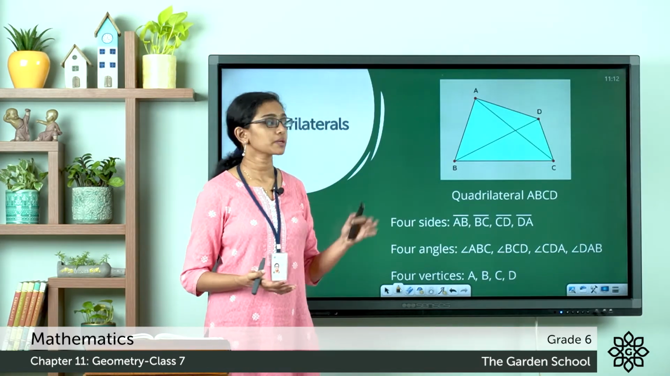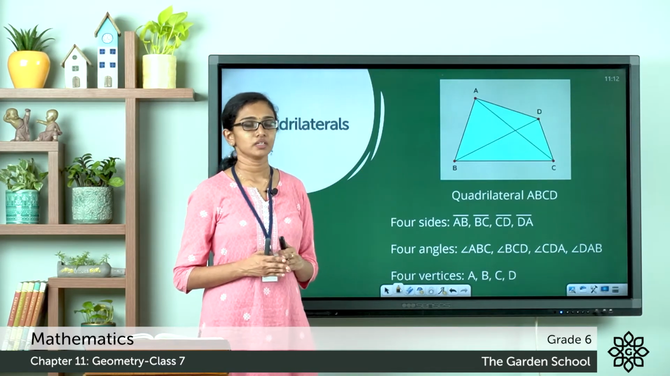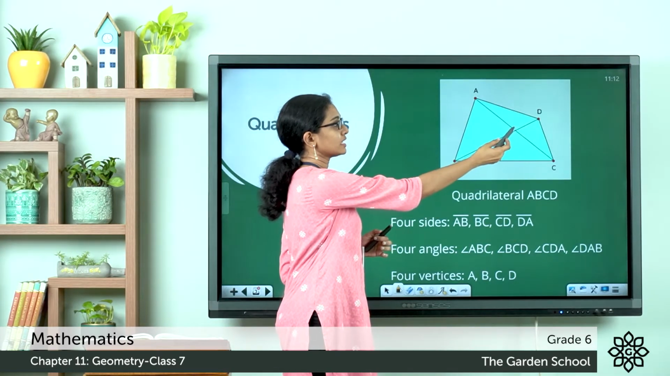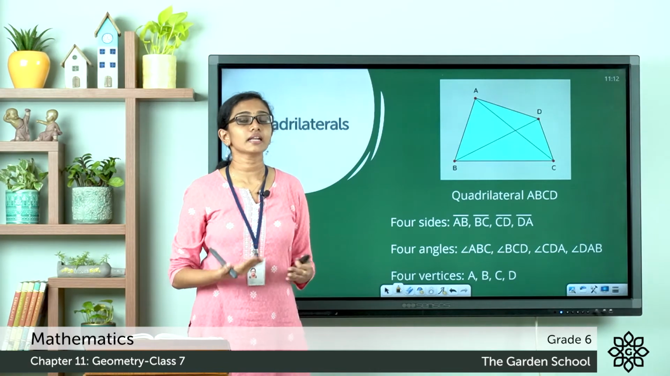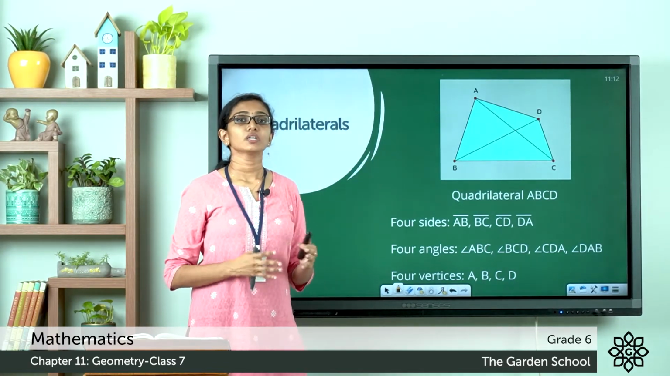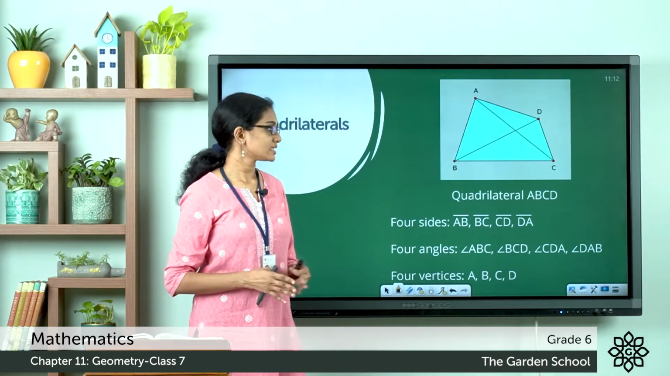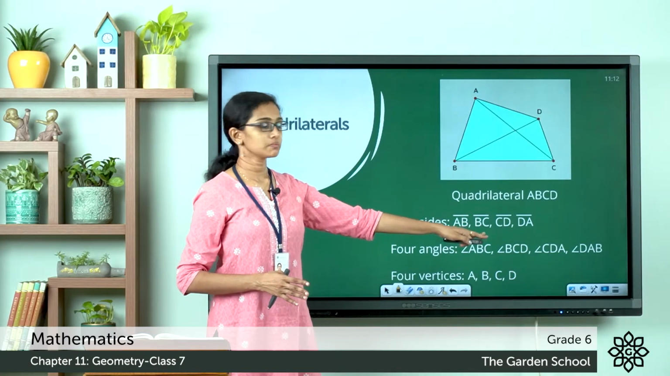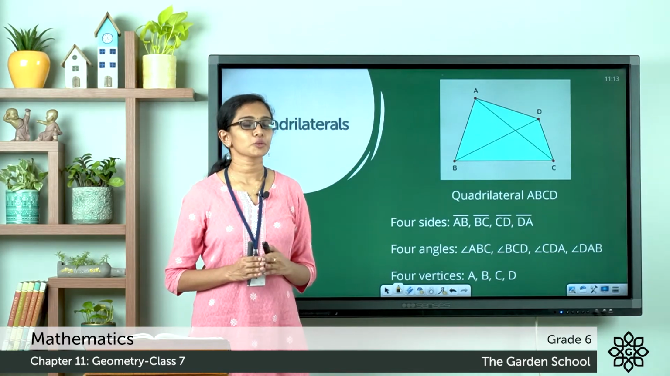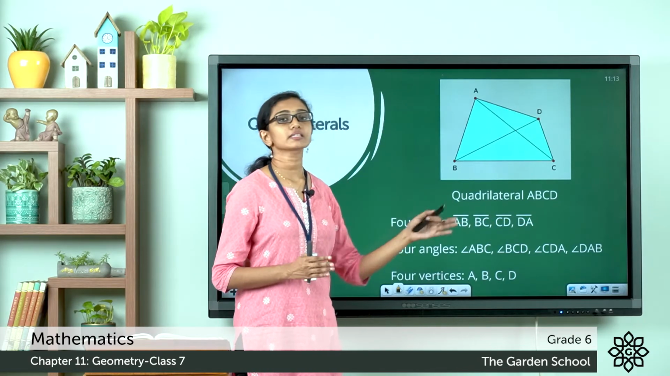Now you see the line segments forming this quadrilateral. Which are the line segments that form this quadrilateral? Line segment AB, line segment BC, line segment CD and line segment DA are the line segments that form this quadrilateral. So these line segments are the sides of this quadrilateral. So there are four sides. Which are the four sides? Line segment AB, line segment BC, line segment CD and line segment DA. They can also be called side AB, side BC, side CD and side DA.